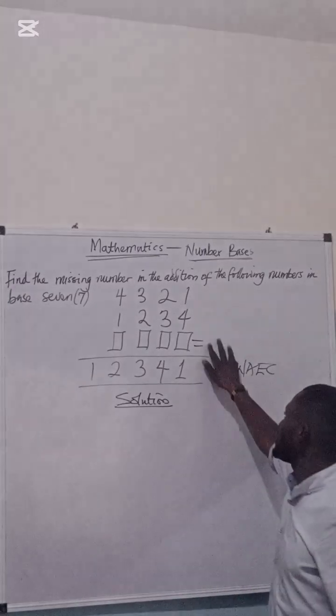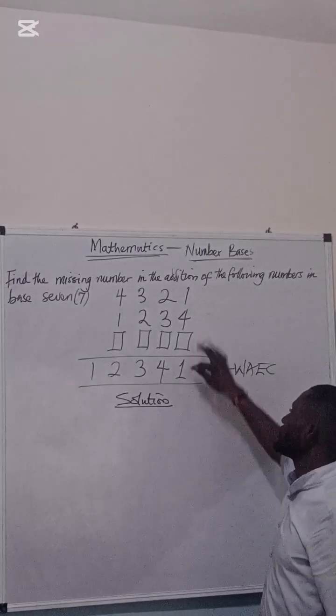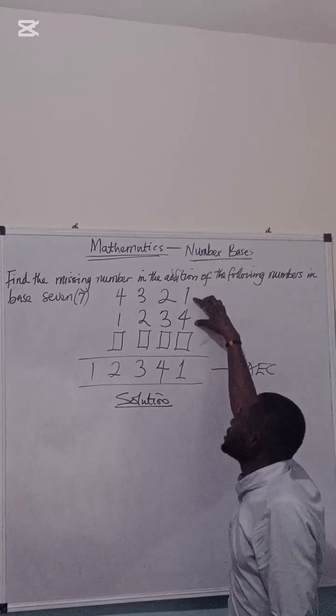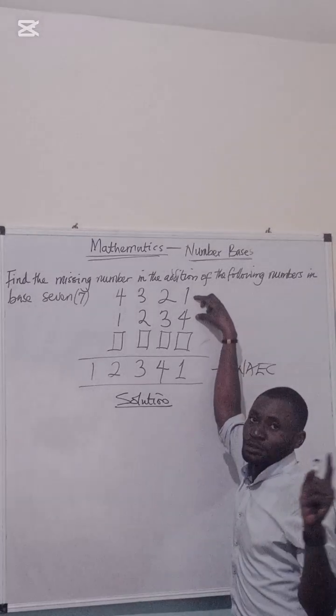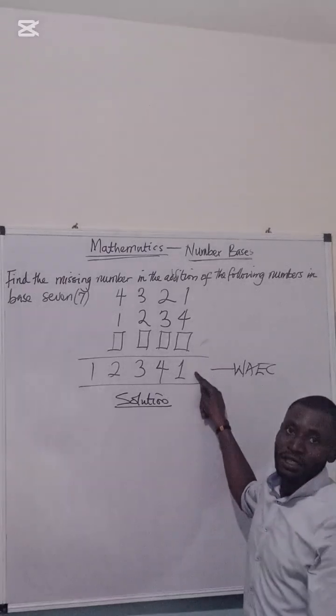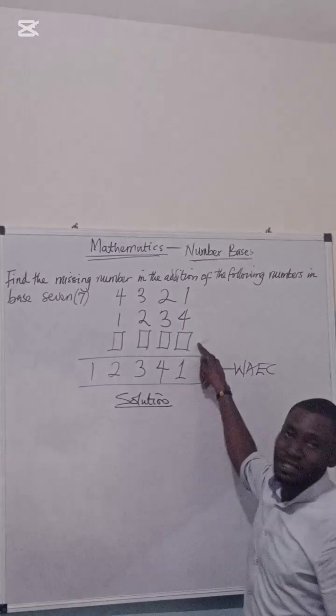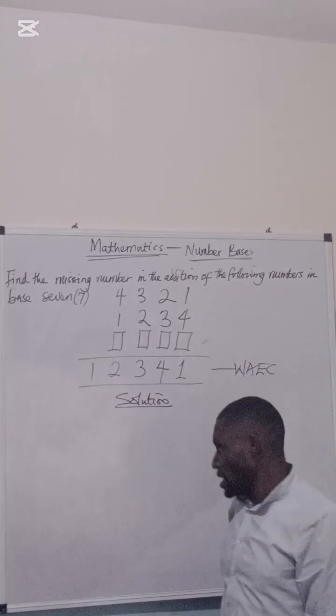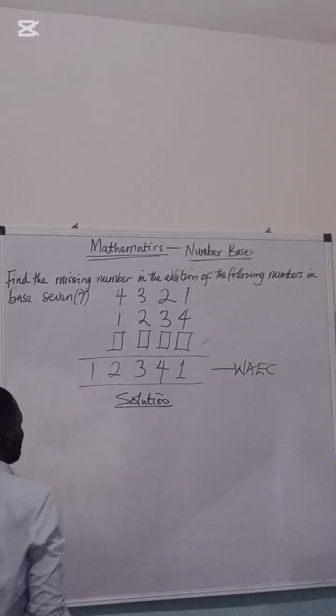So anytime you see a question like this, the first thing you need to do is to add the two known numbers. When you add the two known, subtract it from the answer, you'll get the missing number. So now let's start. Solution.